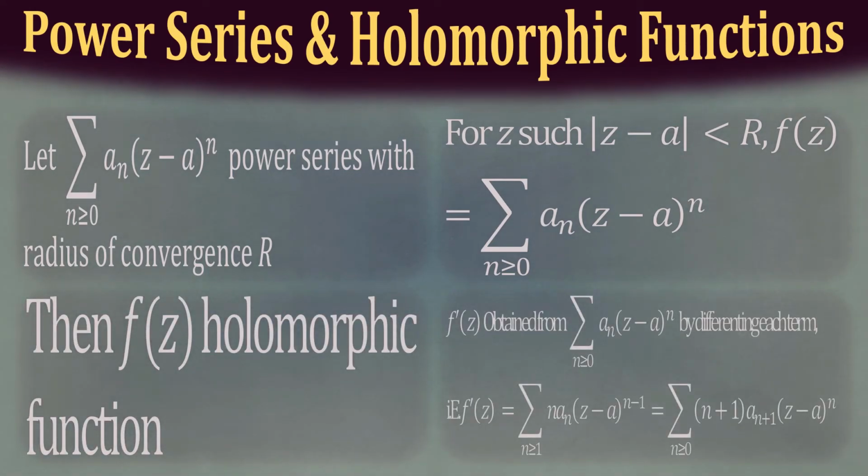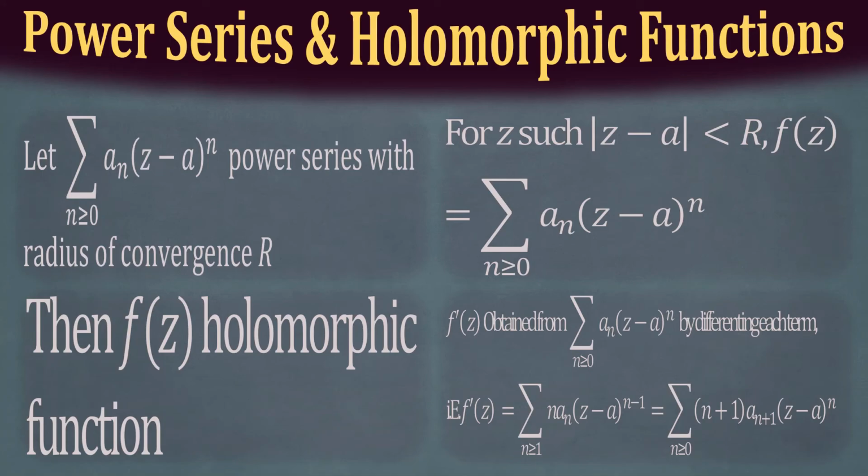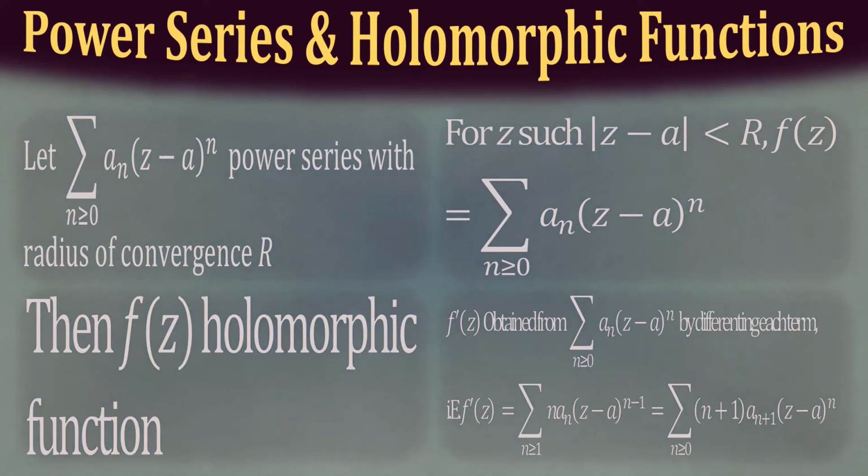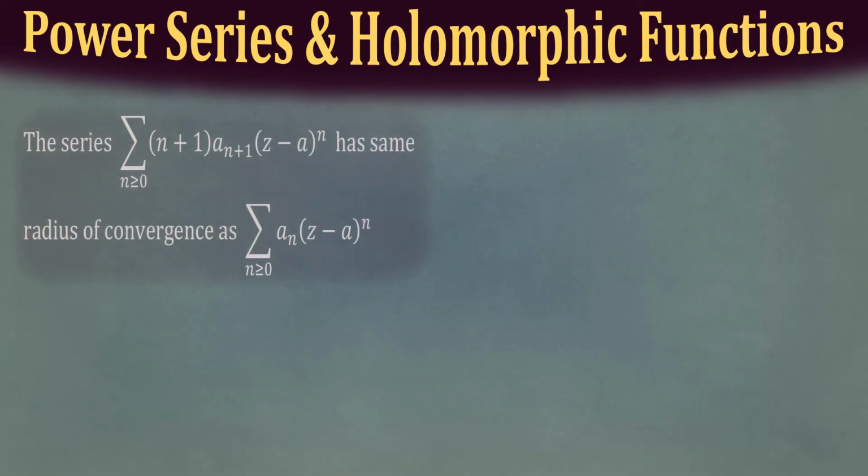Also, f dash of z is the sum of the series obtained from the series over all n greater than or equal to 0 of a_n times (z minus a) to the n by differentiating each term, i.e. f dash of z is equal to the sum over all n greater than or equal to 1 of n times a_n times (z minus a) to the n minus 1, which is equal to the sum over all n greater than or equal to 0 of (n plus 1) times a_(n plus 1) times (z minus a) to the n. The series, the sum over all n greater than or equal to 0 of (n plus 1) times a_(n plus 1) times (z minus a) to the n, has the same radius of convergence as the sum over all n greater than or equal to 0 of a_n times (z minus a) to the n.